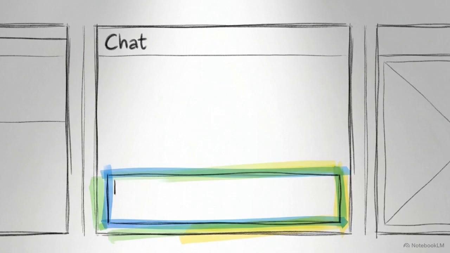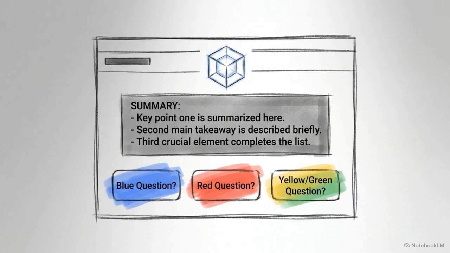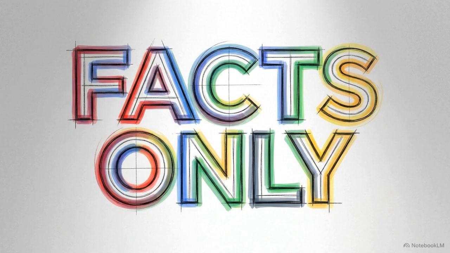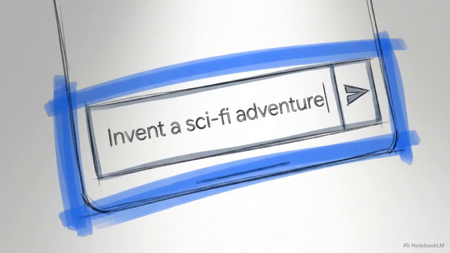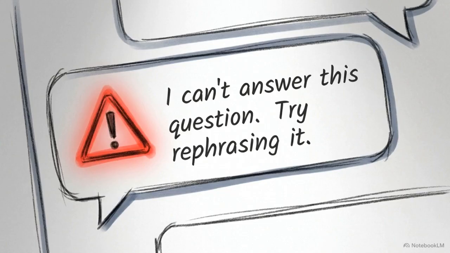Moving to the center of the screen, you will find the Chat panel. The system has analyzed your uploads to generate a brief summary and suggested starter questions. This interaction relies on a strict rule called source grounding. The AI is restricted to using only specific facts from the documents in your left-hand panel. Because of this restriction, if you ask the chat prompt to write a fictional story or invent data not found in your sources, the system will simply refuse the request.